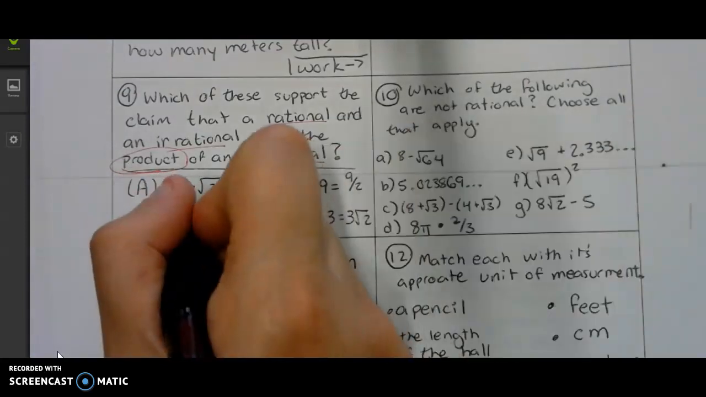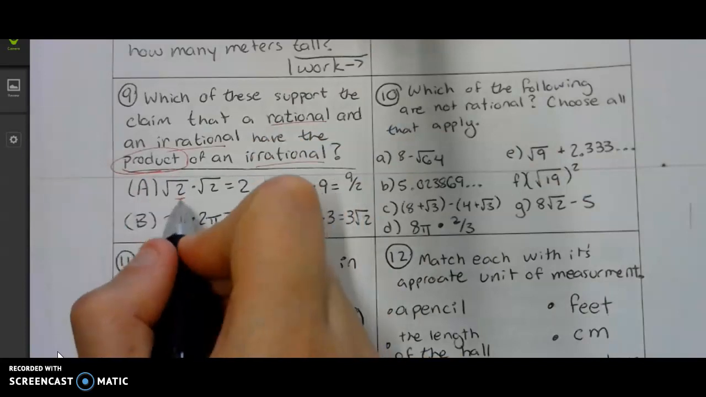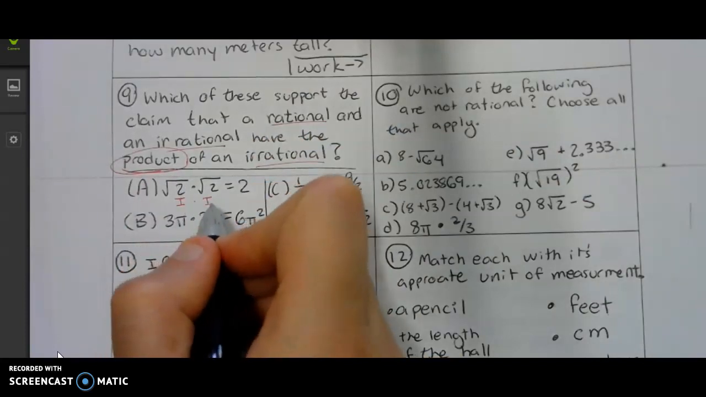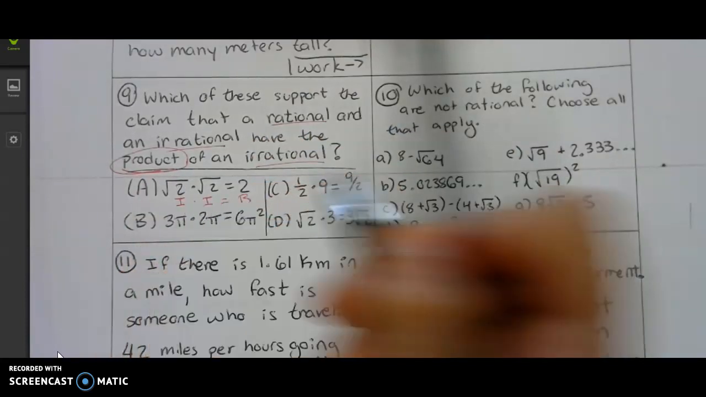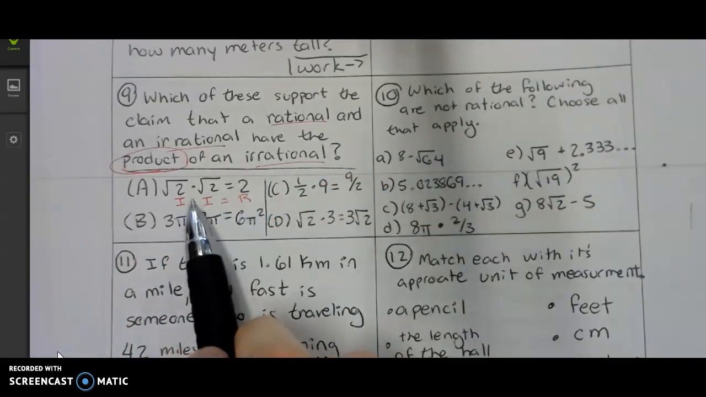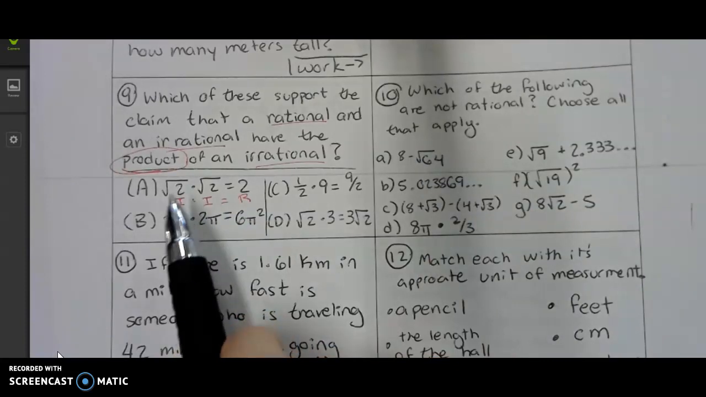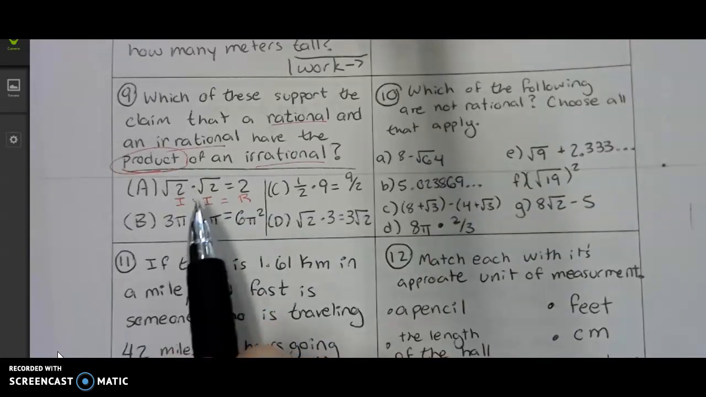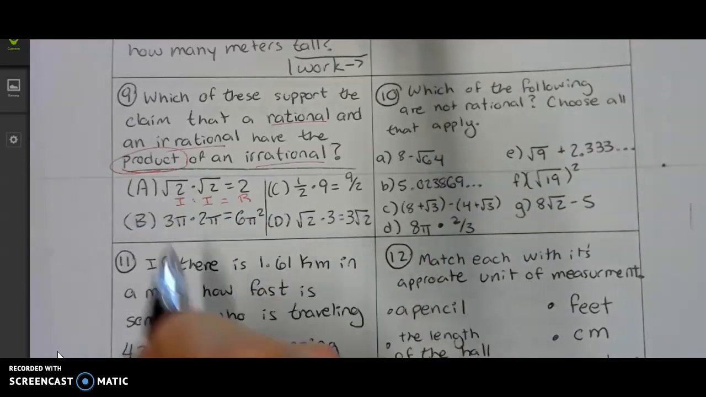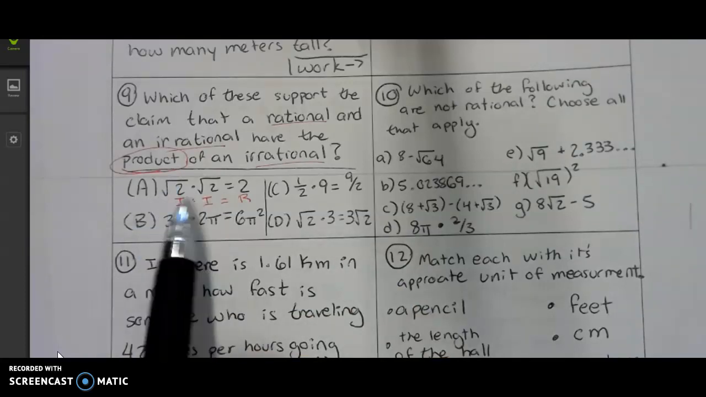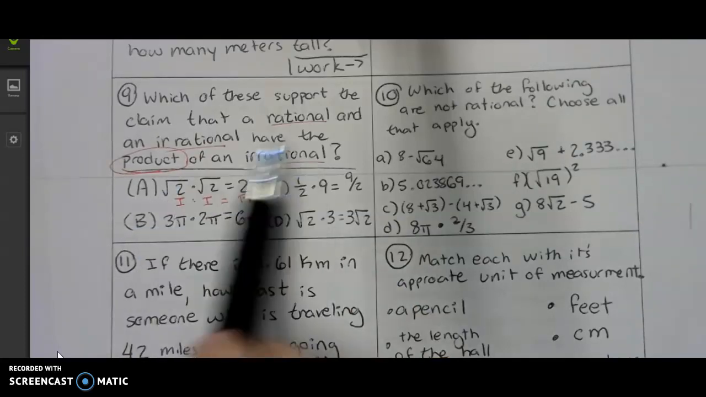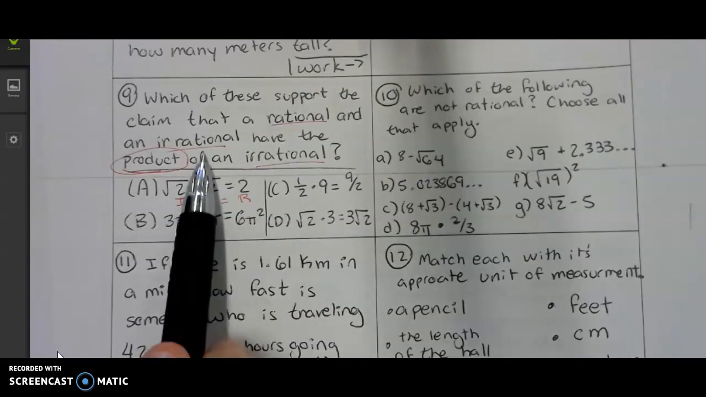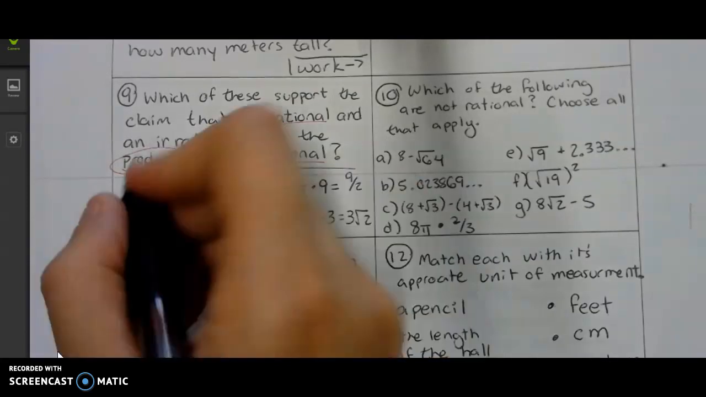So the first one, the square root of 2, is irrational. Square root of 2 is still irrational. And the answer is rational. This is irrational because it's a square root and it's not a perfect square. So it's not 4, 9, 16, any of those perfect squares that reduce. So an irrational times irrational is not what we were looking for. We were looking for a rational times an irrational. So A is not correct.